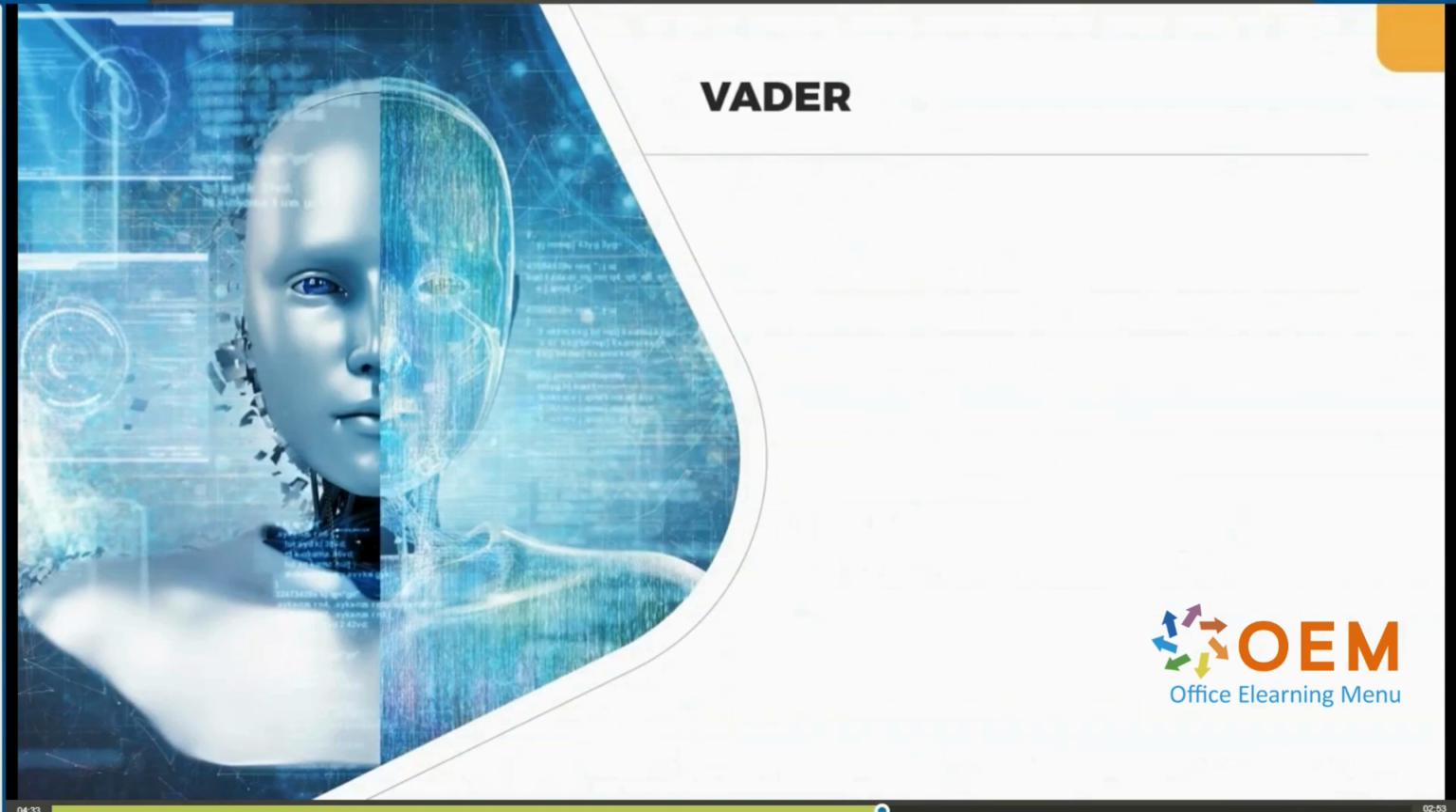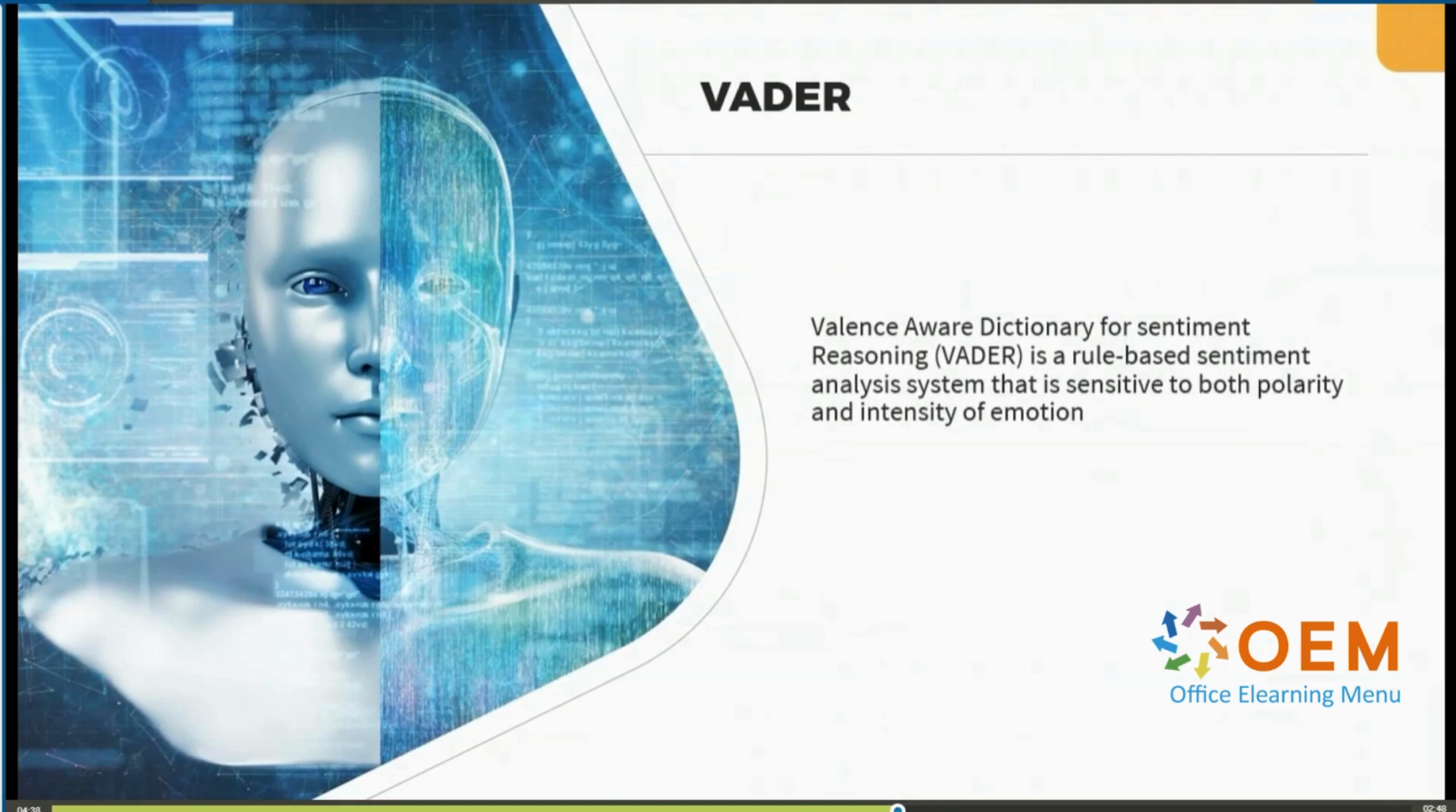Here I'll discuss a rule-based approach to sentiment analysis using VADER. VADER here is an acronym for Valence Aware Dictionary for Sentiment Reasoning. This is a rule-based sentiment analysis system that is sensitive to both polarity and the intensity of the emotion. Polarity can be positive, negative, neutral, and the intensity is the degree of positivity or negativity. VADER is specifically designed to analyze sentiment in social media text and is great at handling informal language, slang, emoticons, and other idiosyncrasies commonly found in social media.